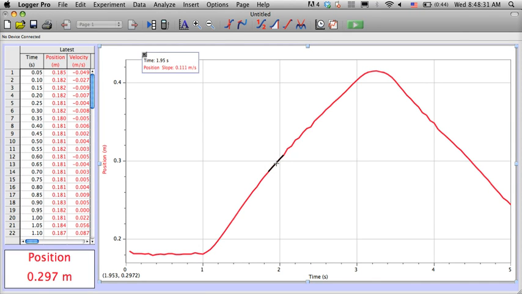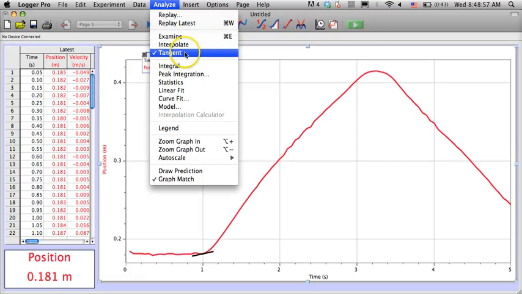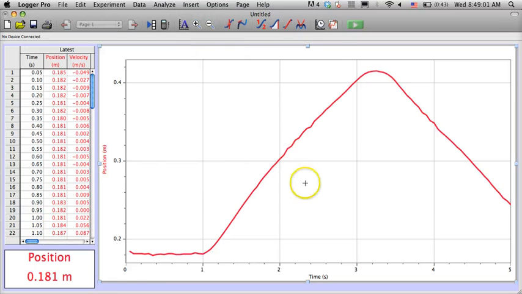Logger Pro will tell me the units. I'm not sure if the Vernier LabQuest will do that or not. You may have to know what the units are. Note that it's always the units of the y-axis over the units of the x-axis, so in this case meters per second. But I can find the slope anywhere on this, even where it's curving. I can find the slope at that point just by holding my cursor over it. So again, to find the slope, you go to the Analyze menu and select Tangent. I'm going to unselect this so that we can look at our next part.